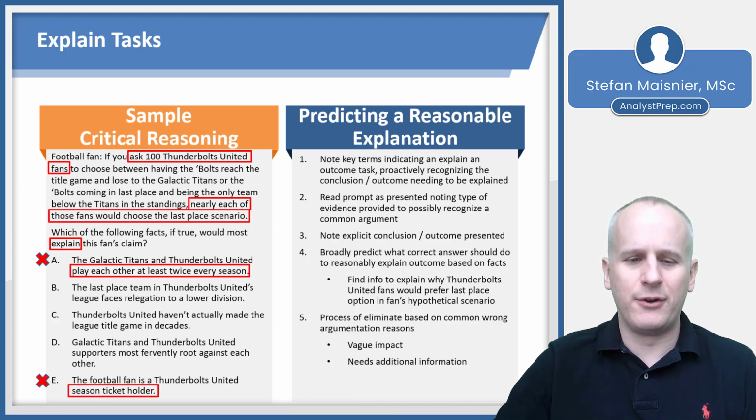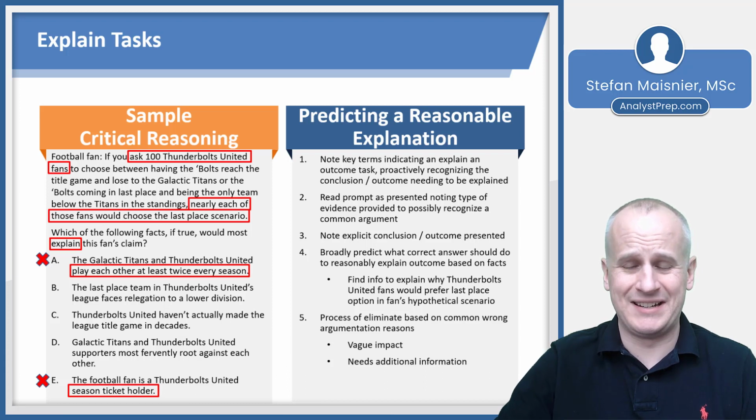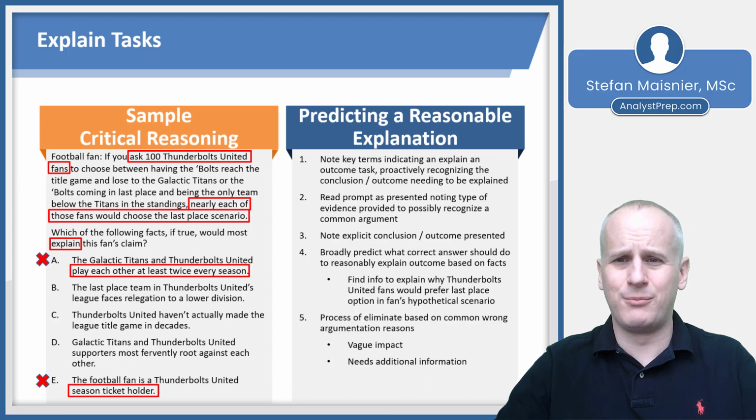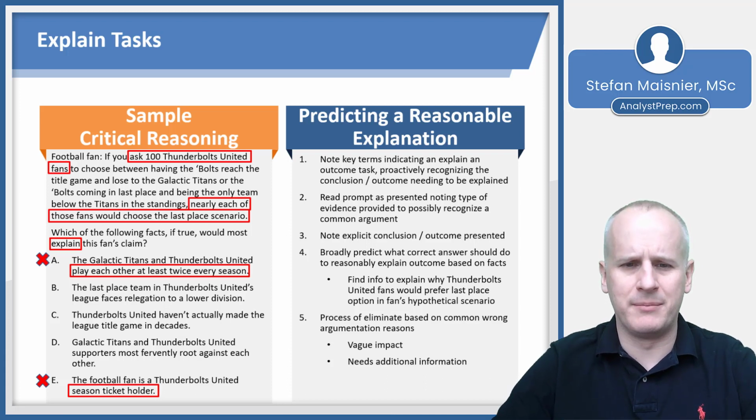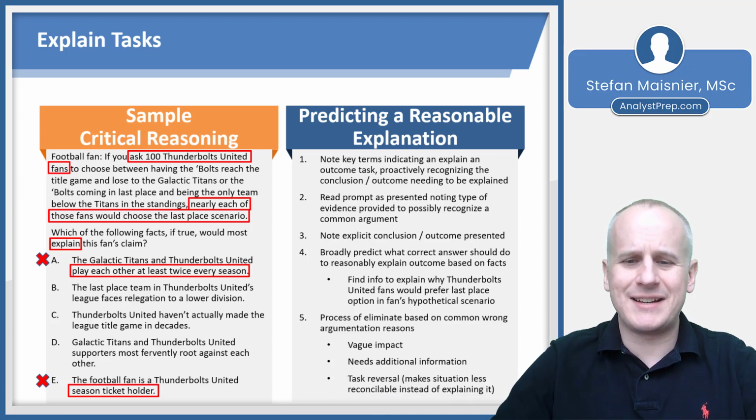Choice E, the football fan in the question is a Thunderbolts United season ticket holder. Okay, wonderful. What does that have to do with the 100 fans? Is this guy representative? I don't know. So just because he's a season ticket holder actually introduces more questions than answers, so that can be eliminated there. And of course, we've got task reversals that in this case are going to make the situation seem less reconcilable, less reasonable, as opposed to explaining it.